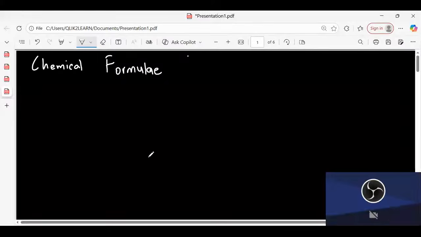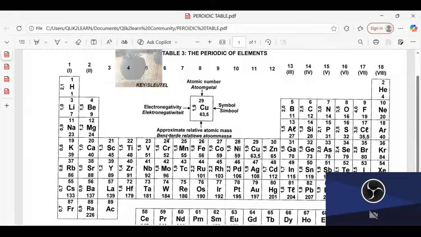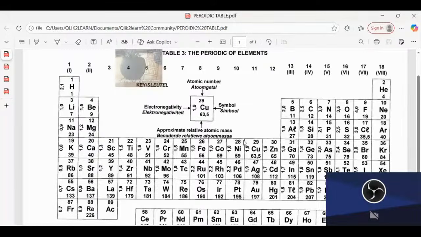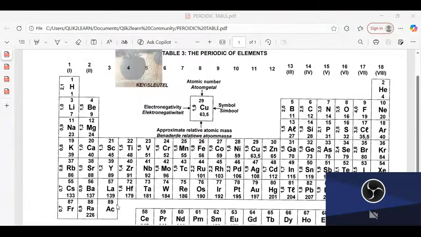Right. So now on chemical formulae, when we write chemical formulae, we're going to use the periodic table. The periodic table can help us to obtain the charge of ions. I hope everyone understands. That's why I have my periodic table opened here. I'm going to use this periodic table to write the chemical formula.